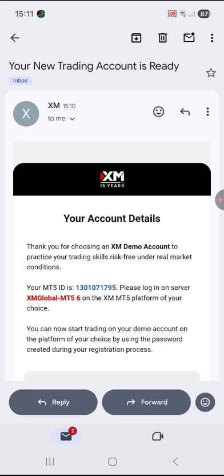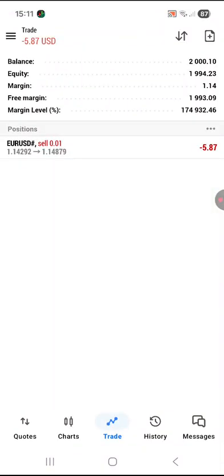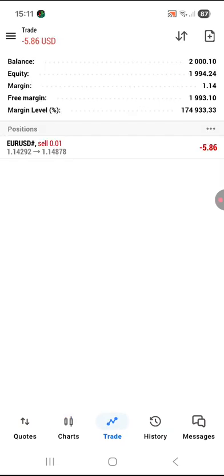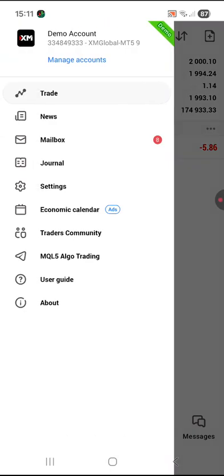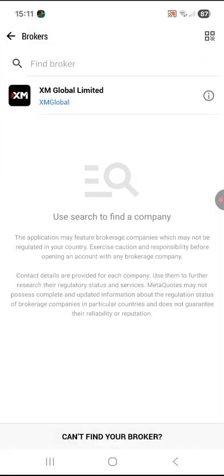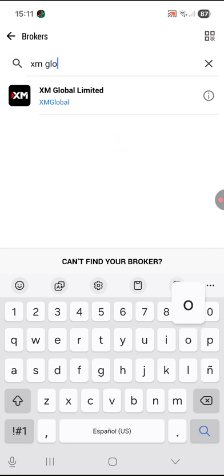Okay, so now we go to our trading platform. Our trading platform is MetaTrader 5. And you can see this is the demo account we were in yesterday. That's the trade that we did yesterday. It went against us, but that's okay. We want to manage accounts. We want to log into a new account. So hit the add button. Find broker. You have to search for XM Global. I understand that it's there, but you need to search again. Okay, so you hit the search button and it's there.